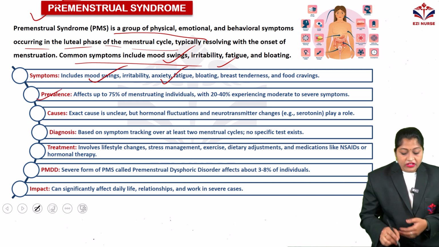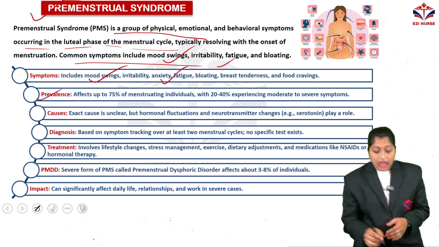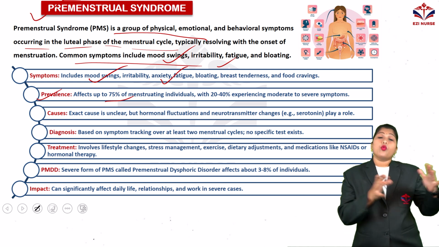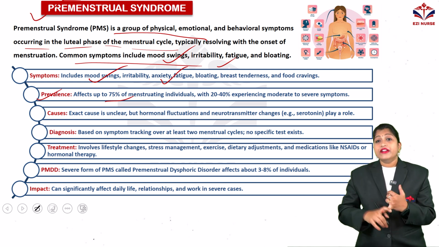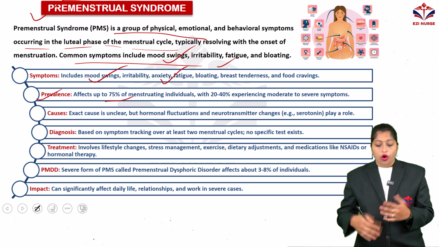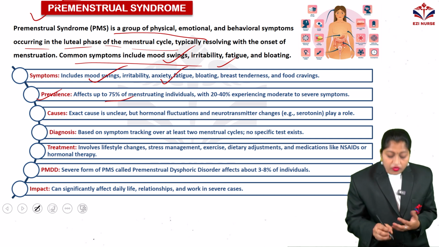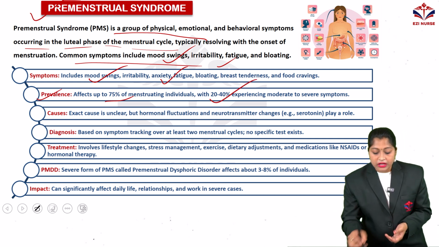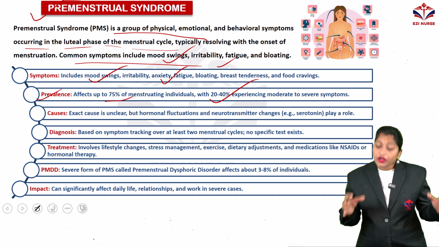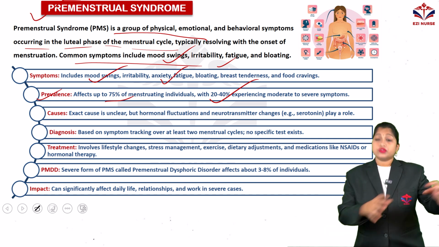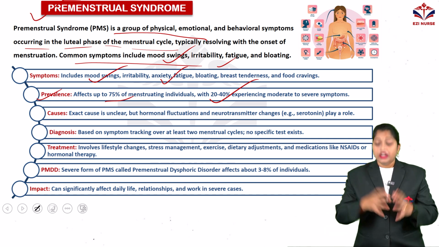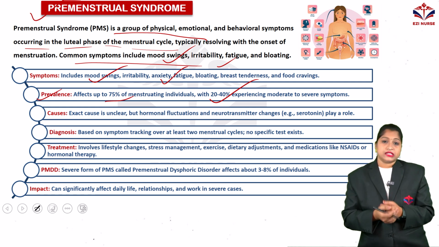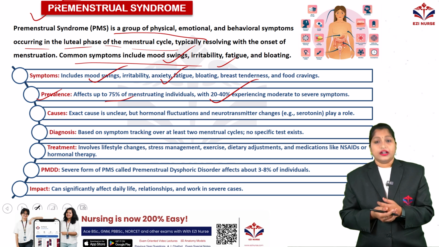And you can see the prevalence rate, it is affecting up to 75% of menstruating individuals, especially women. Of the 75% of menstruating women who are experiencing this premenstrual syndrome, 20 to 40% are experiencing moderate to severe symptoms. So 75%, and under that, 20 to 40% extreme symptoms are seen.